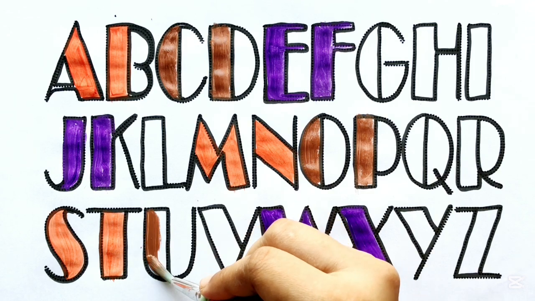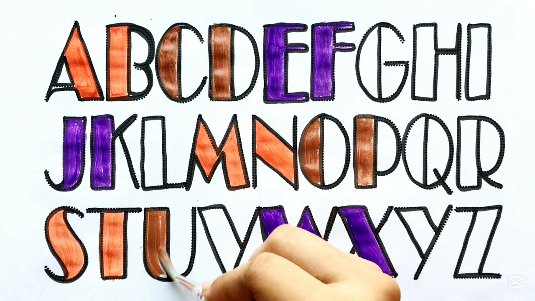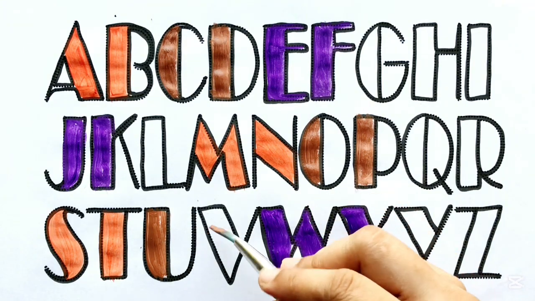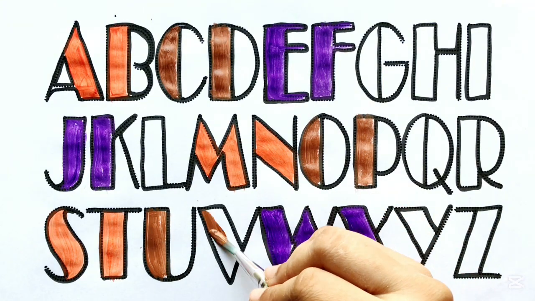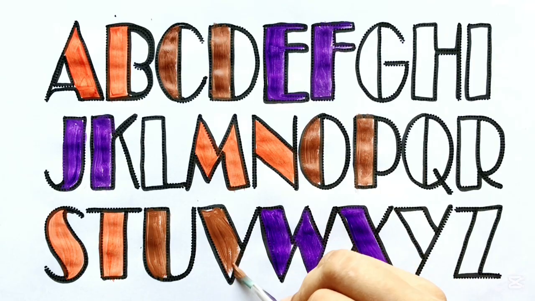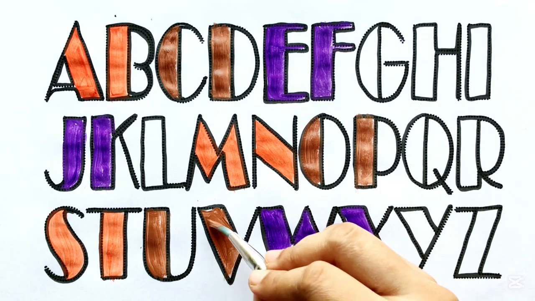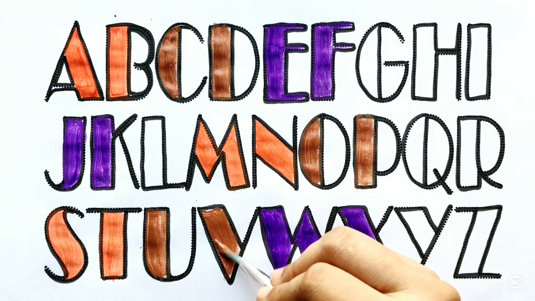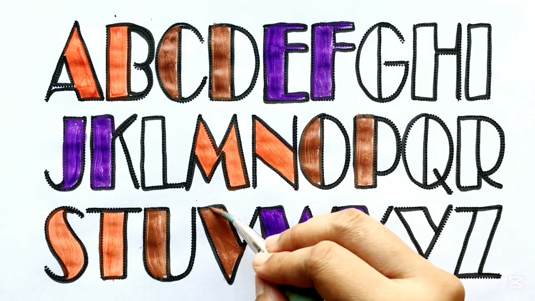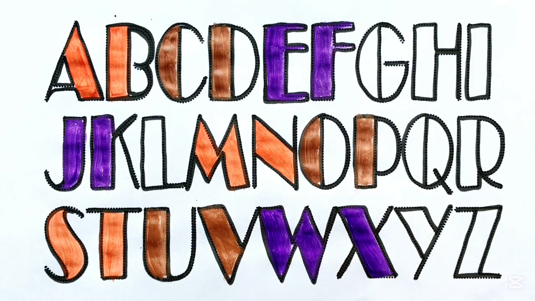U for umbrella. I, J, K, L, M, N, O, P, Q, R, S, T, V for vase. W, X, Y, and Z. Now I know my ABCs. Next time, won't you sing with me?